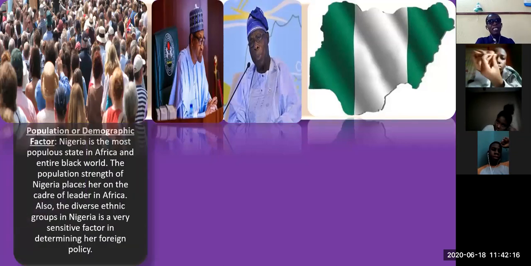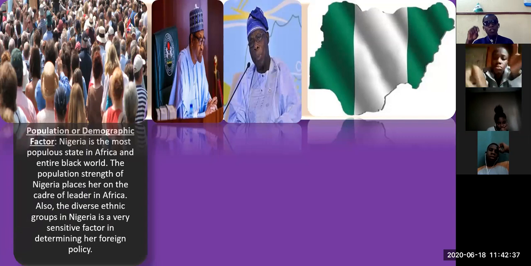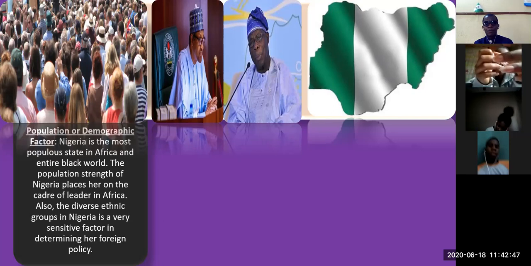Now, another factor is what we call demographic factor, or population. As a matter of fact, Nigeria is the most populous state in Africa and the entire black world. The population strength of Nigeria places her on the cadre of leadership in Africa. And aside from that, the diverse ethnic groups that constitute Nigeria serve as a very sensitive factor in determining Nigeria's foreign policy.